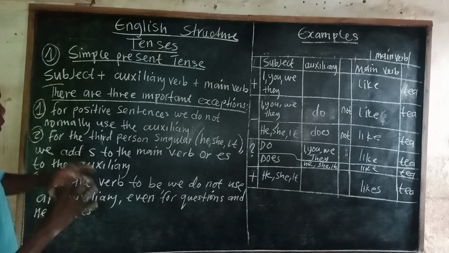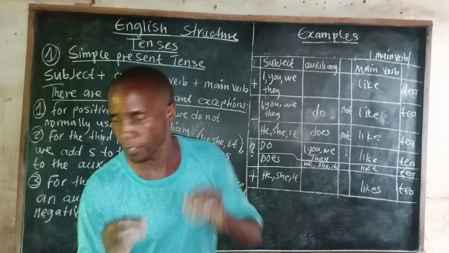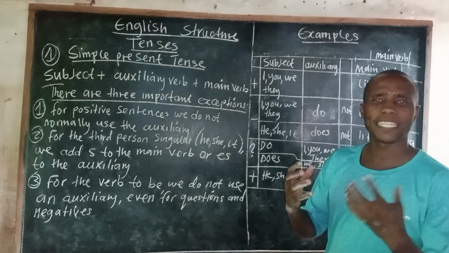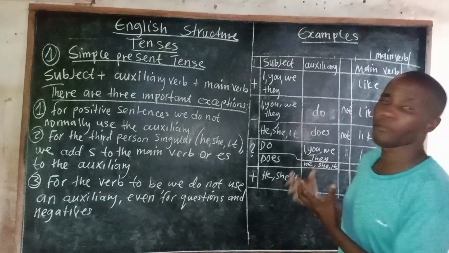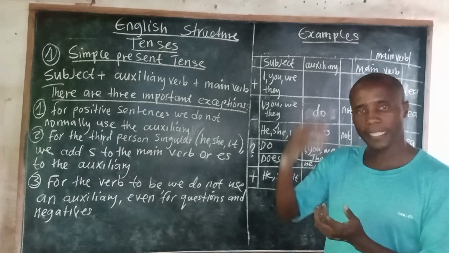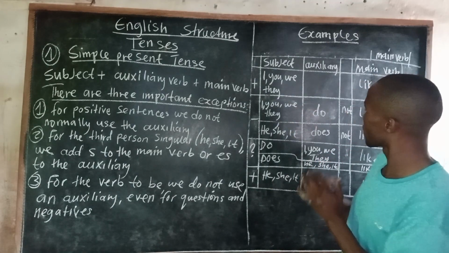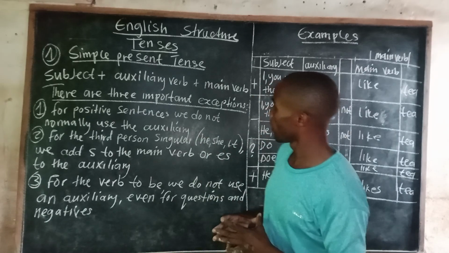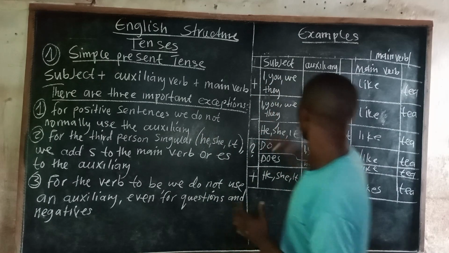For positive sentences, when we say positive sentences, these are sentences that are likely to happen. You are talking about something that is going to happen. Definitely, that particular thing has to happen. Those are positive sentences. I'll give you an example as we are moving on.